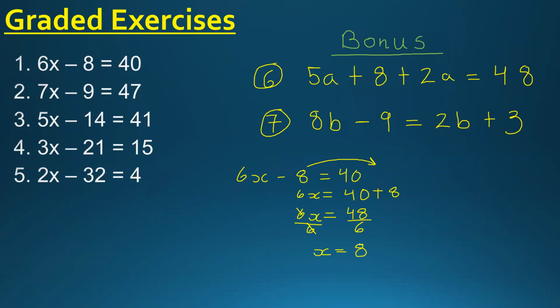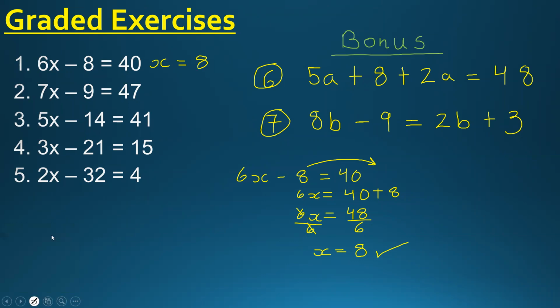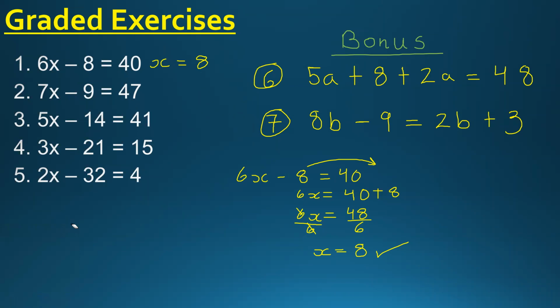8. Very good. How many persons got 8 for number 1? I got that. Awesome. If you got it, please put a tick. I got it too. I did not divide. You did not divide. You have to divide. Math is easy. Don't make it hard. Yes, that's correct. Okay, so let's look at number 2.